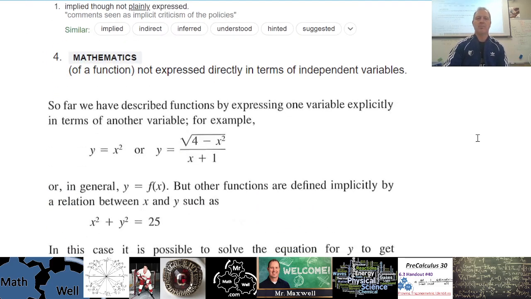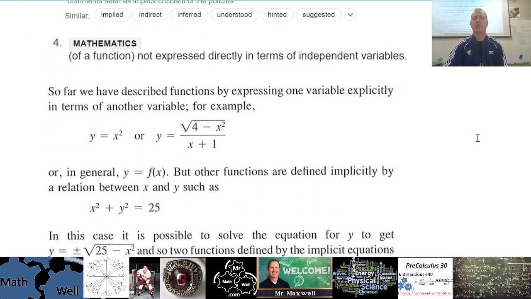So let's take a look. So far, we've described functions by expressing one variable explicitly in terms of another, okay? So for example, these are examples that you'll see, like y is on the left side of the equation, and all of the other stuff, including the x term, is on the right side of the equation. That's what we mostly see. Here's another one. y and x are separated by the equal sign, okay? y is expressed explicitly in terms of x, okay?